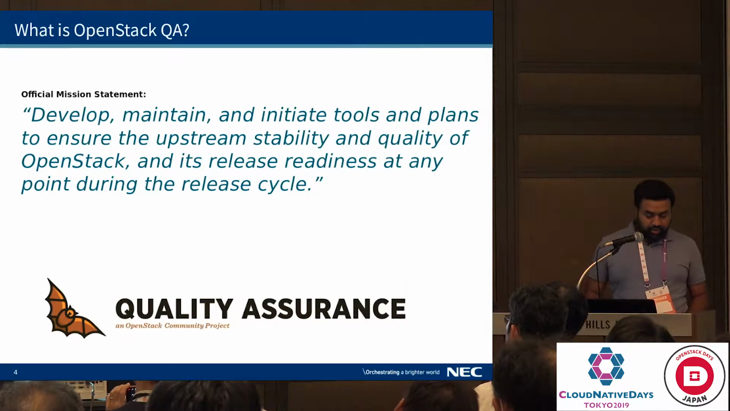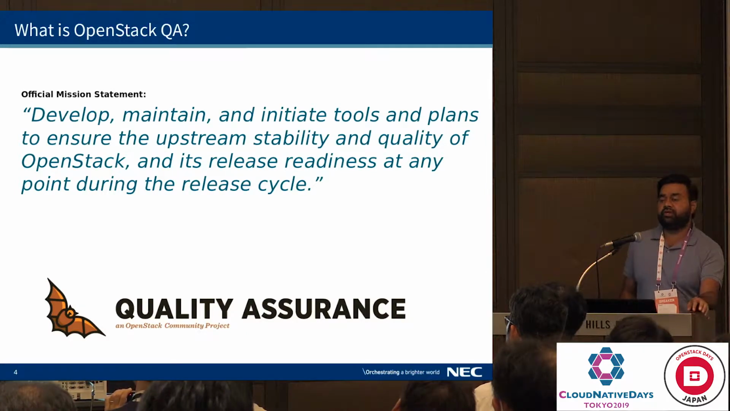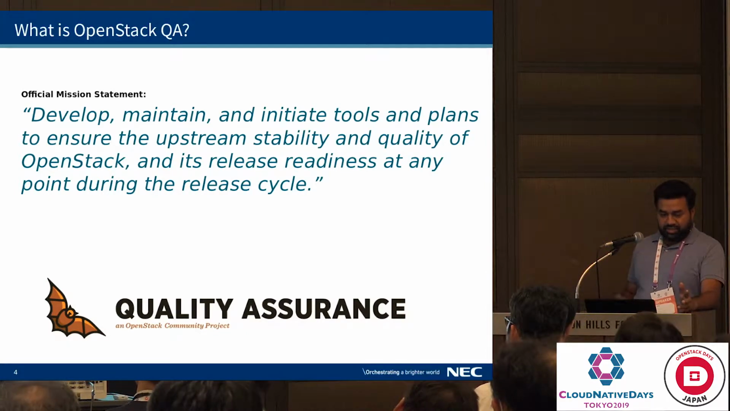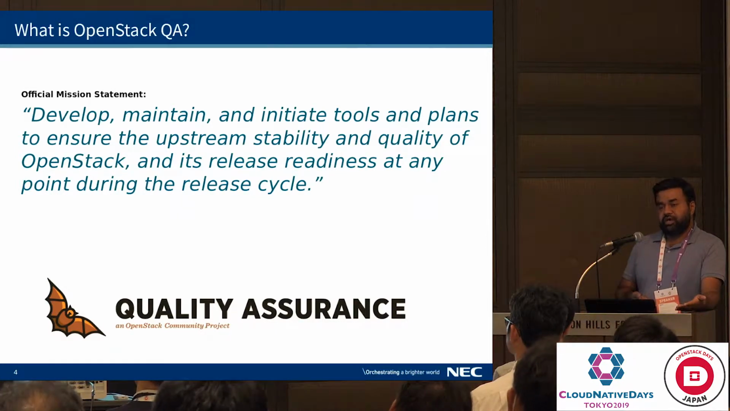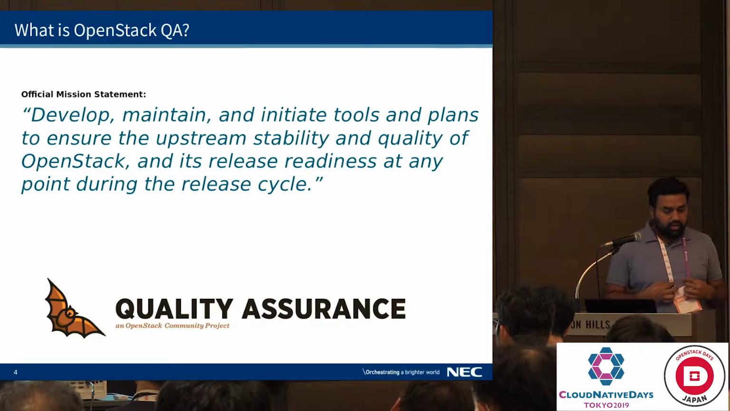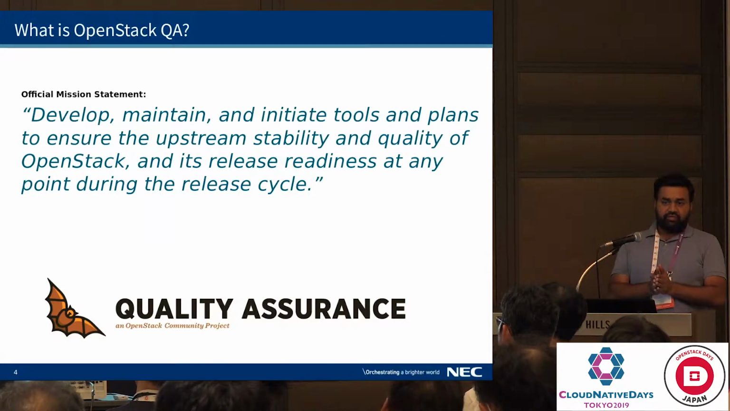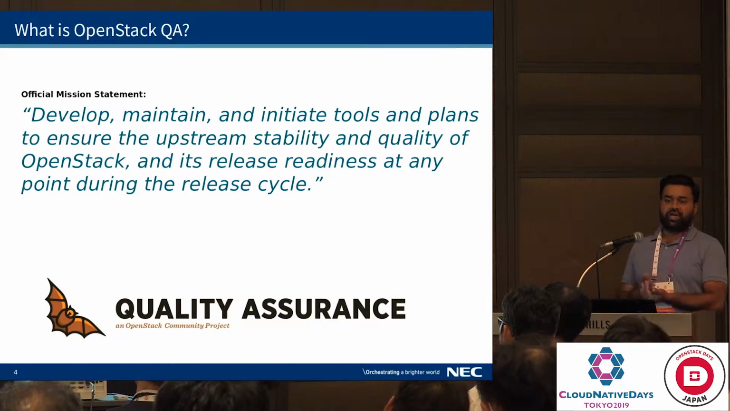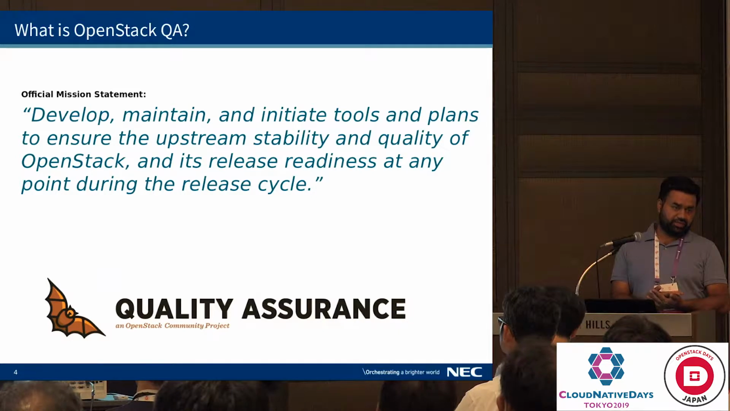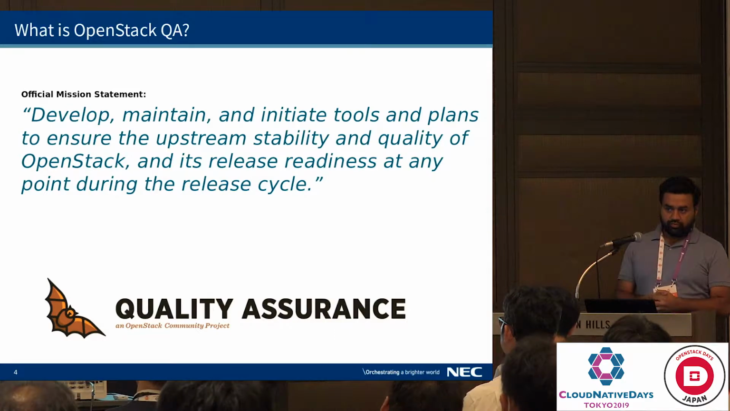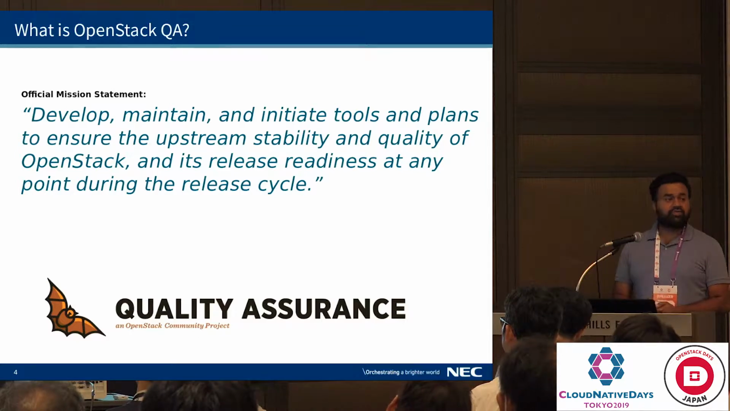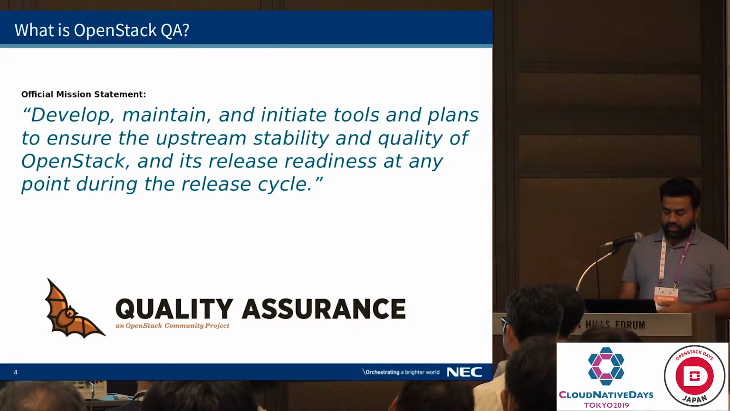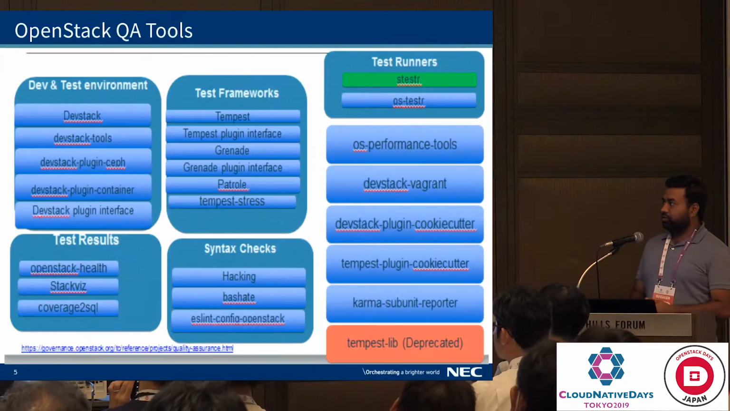So as quality assurance, our main mission statement is we develop, maintain and initiate the tooling plus the test cases for the upstream stability and quality of OpenStack. So every release, every day, whenever a patch is merged, the OpenStack QA tooling and test cases keep running through the Zuul jobs. Along with that, many companies use a lot of QA tooling in their production cloud testing also, which we'll be covering next. So these are all the QA tools we have.